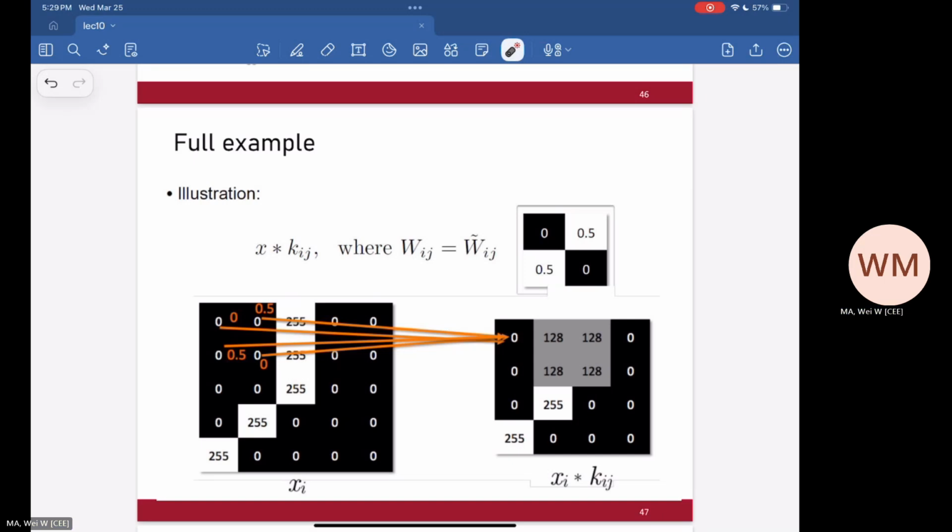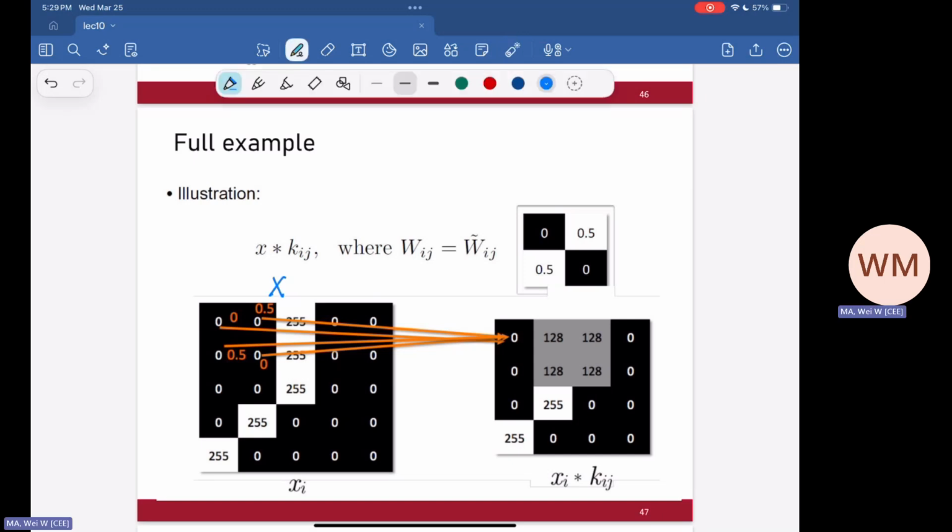Okay, question. So here you can see that my input is d by d, say for example. And here is k by k. What will be the output dimension of this matrix? It will be d minus k plus 1, d minus k plus 1. Right? Okay. So here you can see that we slightly reduce the output.